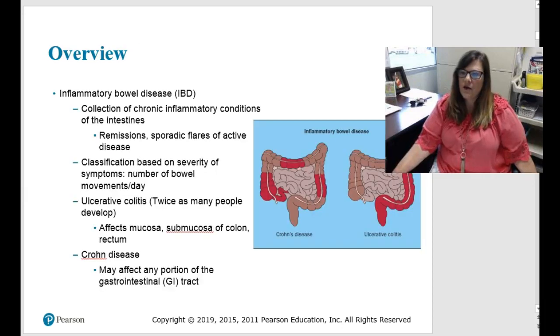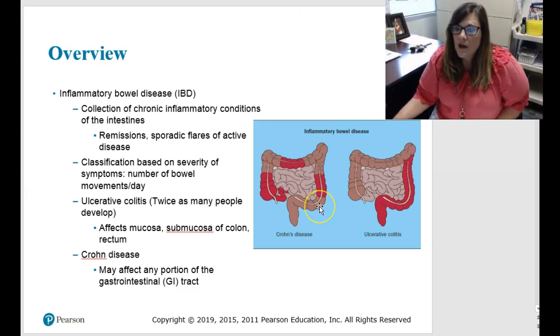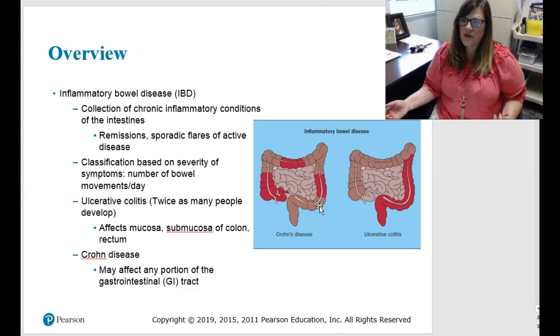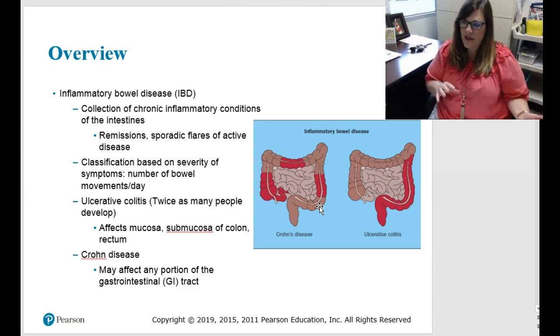So we'll start with an overview. I like this picture here, and hopefully you can see okay. So one of the things that you'll need to do is be able to differentiate between Crohn's disease and ulcerative colitis. Those are the two different types of inflammatory bowel disease. Both of them are inflammatory conditions that have times of remission where things are okay and they're not having any symptoms at all, and then flares of active disease where they have a lot of symptoms. But there are things that make them distinct as well.